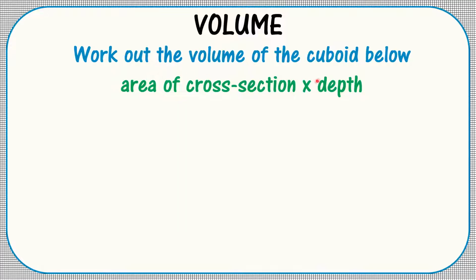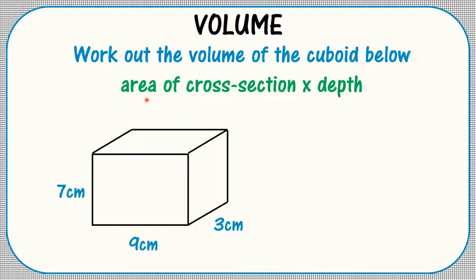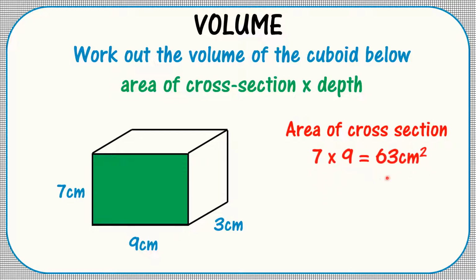Work out the volume of the cuboid below. We know that the volume is equal to the area of the cross-section multiplied by the depth. The cross-section is this front face, which is 7 multiplied by 9, which is equal to 63 centimeters squared. Then you multiply this by the depth, so it's 63 multiplied by 3, which is equal to 189 centimeters cubed. Remember, when you're working in volume, it is units cubed.